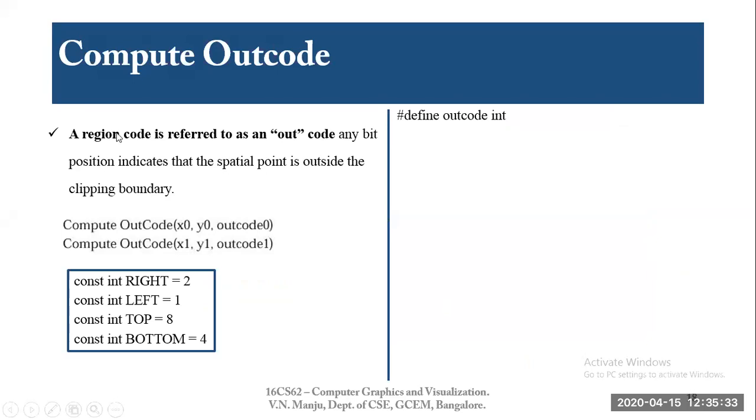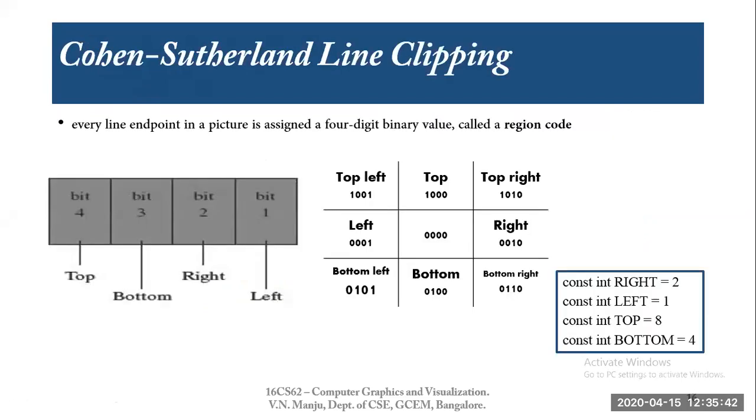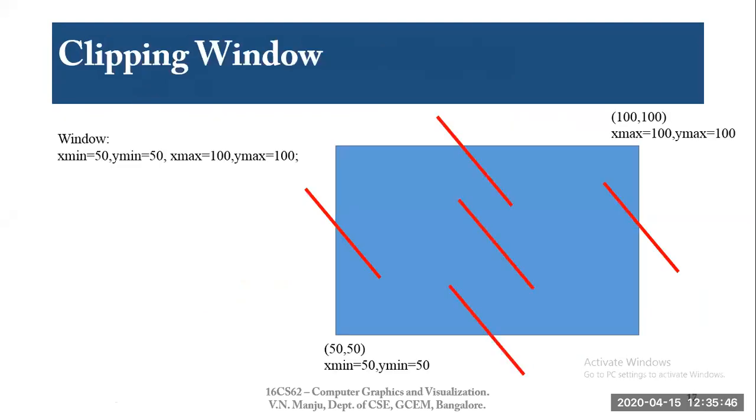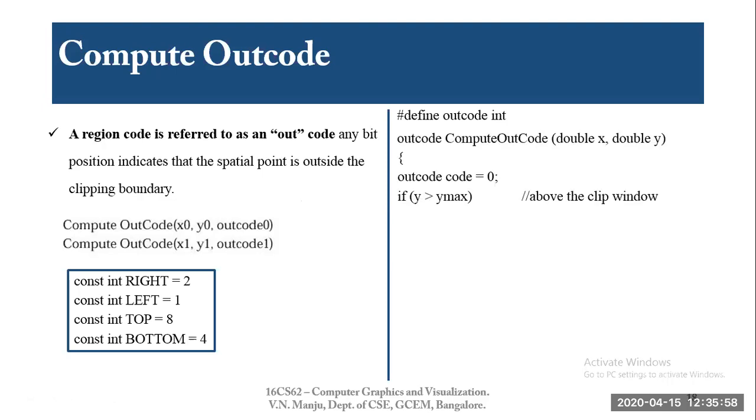So to find the out code, see here, I told you something called the region code. Now I will call this an out code also. The region code can be called an out code also, to find out whether a point is inside the clipping boundary region or outside. So I have written a code for the out code. Compute the out code. How do I find it?